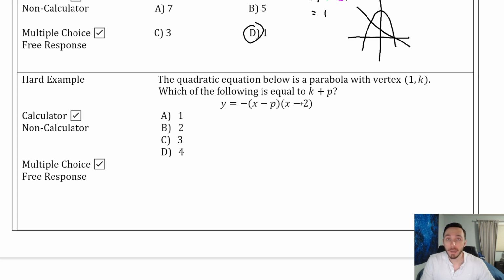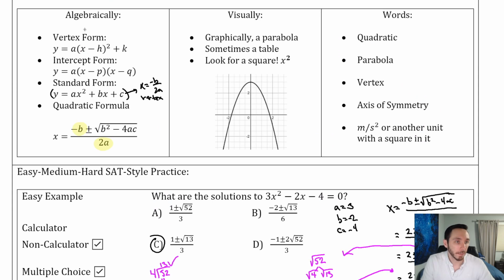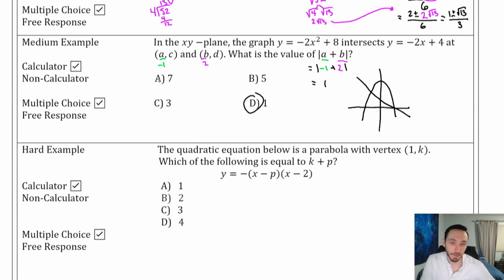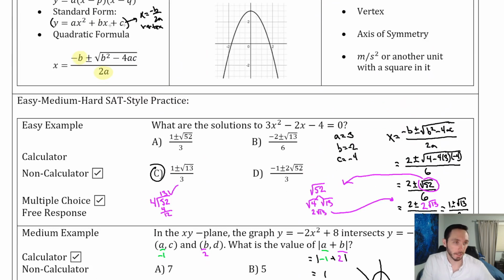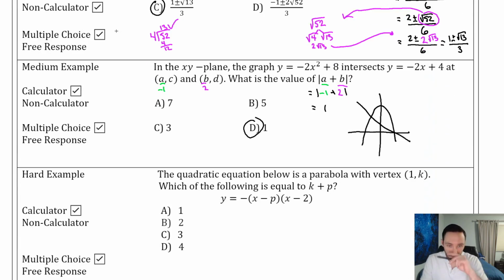I want to somehow extract the vertex. So if I think about all the forms I know and love, I could put this into vertex form if I'd like, or I can convert it to standard form and use the negative b over 2a expression. I can use either of the two. I'm going to do the second approach because it's easy to convert from intercept form to standard form. So that's what I'm going to do.